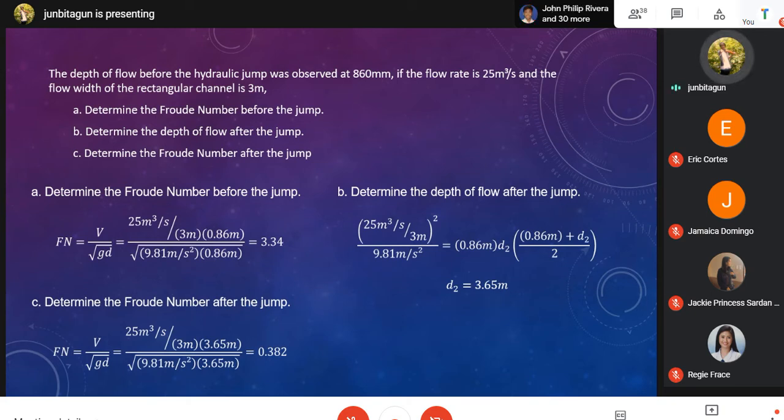So kunin natin yung Froude number dun sa may after ng hydraulic jump at makikita natin na 0.382 na lang yung, di ba? Yung Froude number, meaning it's subcritical, mabagal na yung ganun, no, movement ng ating flowing water dun. So ganun lang naman ang hydraulic jump, hindi siya ganun kahirap.